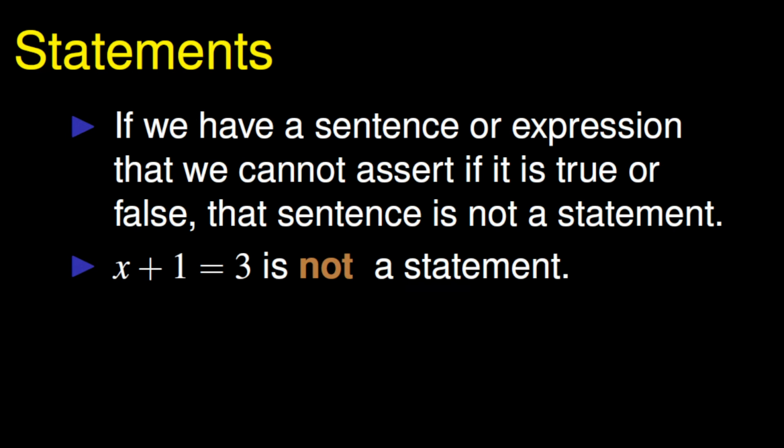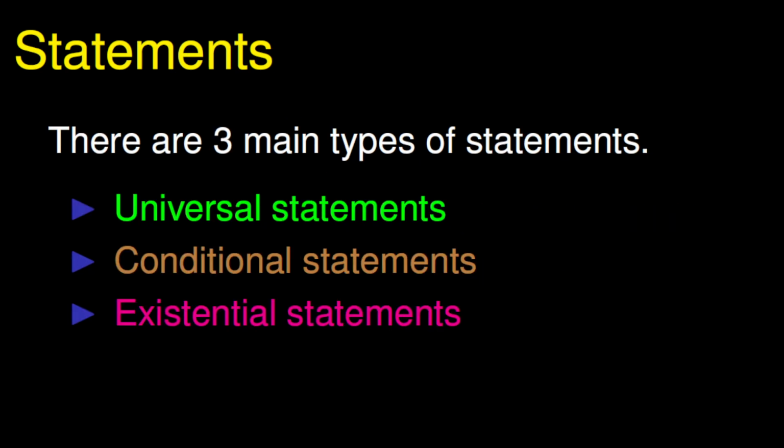If we have a sentence or expression that we cannot assert is true or false, that sentence is not a statement. For instance, the expression x plus 1 equals 3 is not a statement, because the veracity of the expression depends on the value of the variable x. There are three main types of statements: universal statements, conditional statements, and existential statements. From these three main types, we will be able to construct a wide range of mathematical statements.